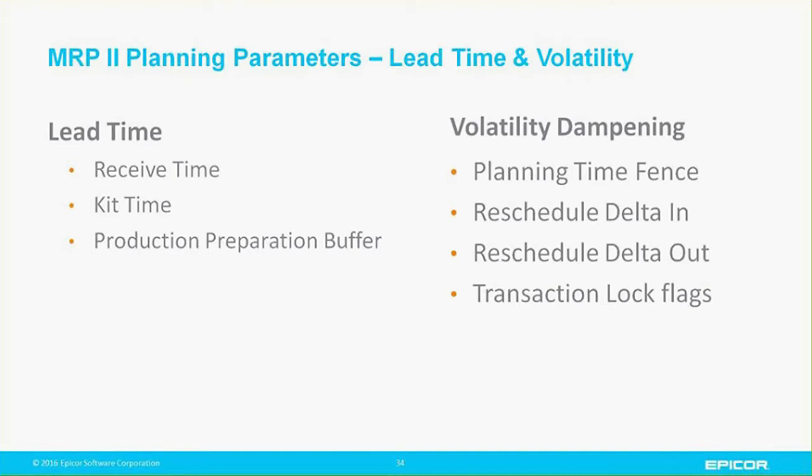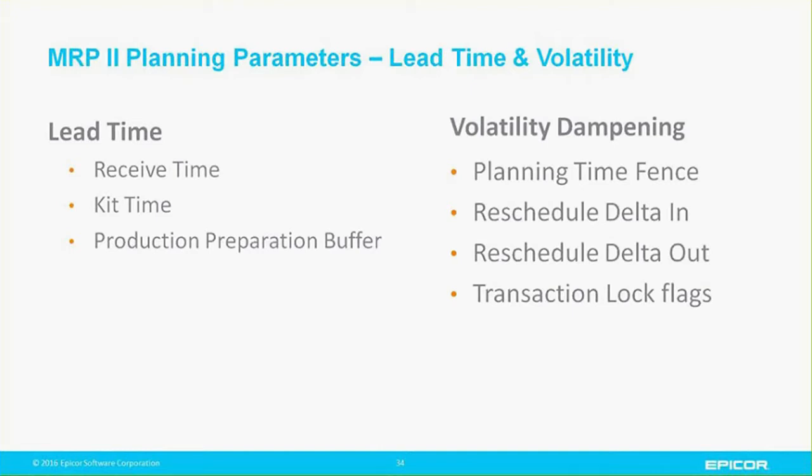Kit time is the time taken to kit marshal all the parts required for a job so that it can be released to manufacturing. Production preparation buffer is the time taken to set up a production line needed to manufacture the part. When MRP II is run, there's an option to include or exclude this time buffer from the scheduling engine.